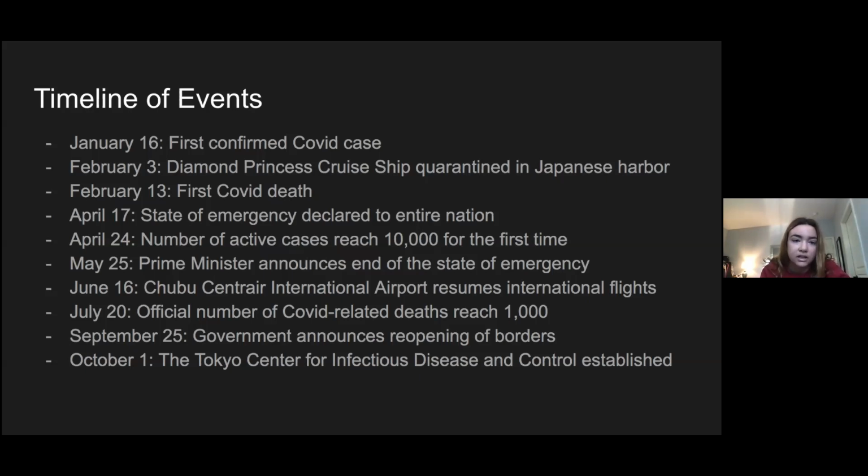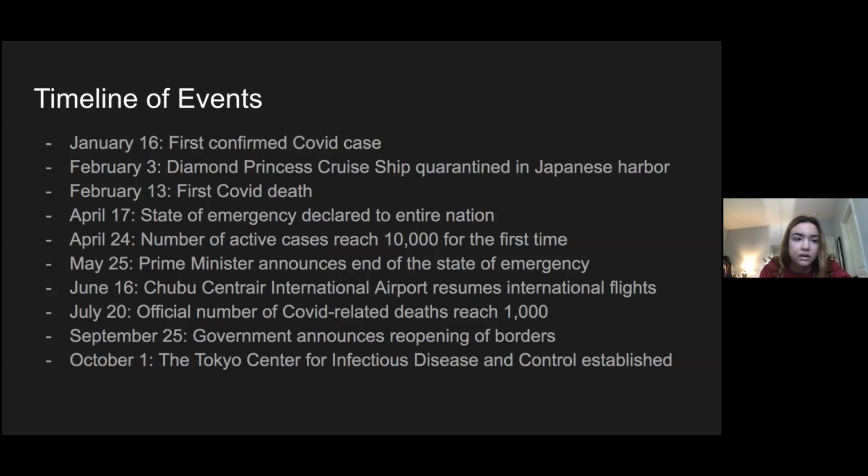On February 13th, Japan recorded their first COVID death, and on April 17th, a state of emergency was declared to the entire nation. Shortly after, the number of active cases reached 10,000 for the first time. And on May 25th, the Prime Minister announced the end of the state of emergency because things were looking up in terms of number of cases. And shortly after, the Chubu Centrair International Airport resumed its international flights on June 16th. However, only about a month later, on July 20th, the official number of COVID-related deaths in Japan reached 1,000.